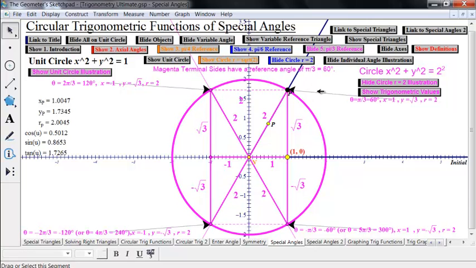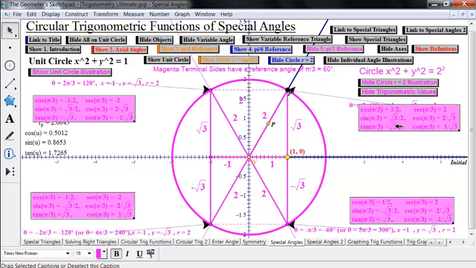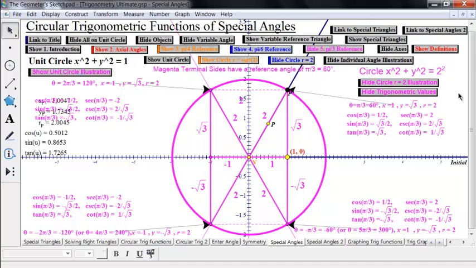So what are the coordinates of that point labeled P right at the moment? Well, x is 1, y is the square root of 3, and r is 2. We know that from putting our special triangle right there. Well, what are the trig values then? Anytime we have x, y, and r, it's pretty simple to use our definitions to come up with the trig functions. So cosine of the angle is x over r, so that's 1 over 2.